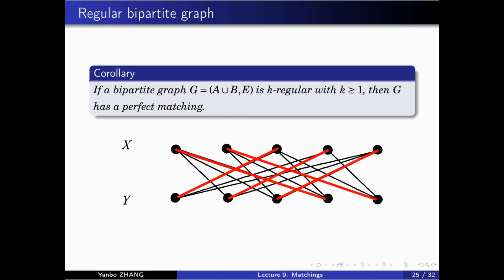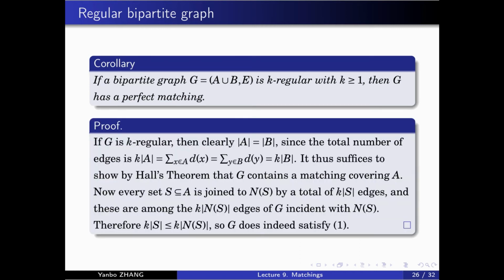So how to prove this theorem? Let's restate this corollary again. If a bipartite graph G equals (A union B, E) is k-regular with k greater than or equal to 1, then G has a perfect matching. Now we have the proof.